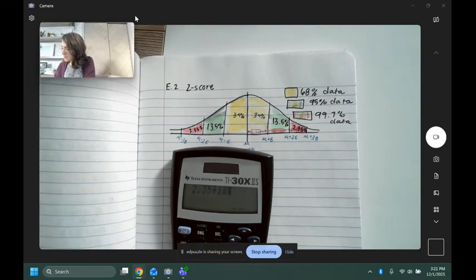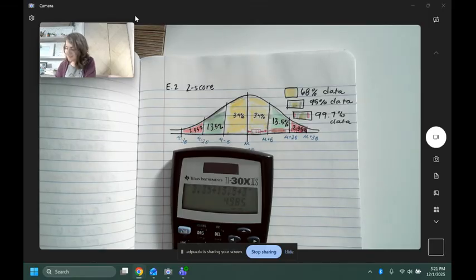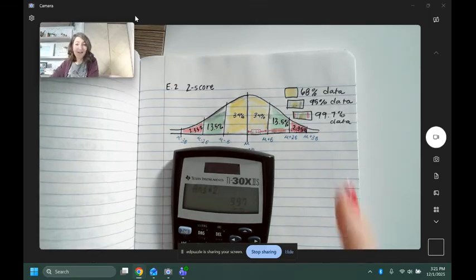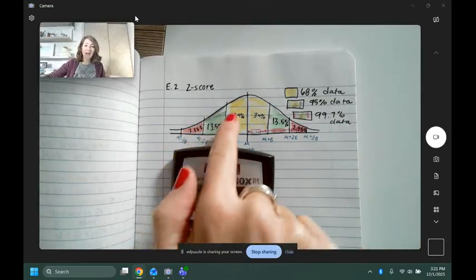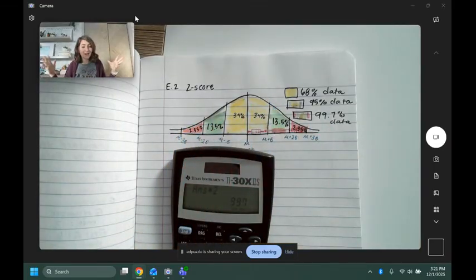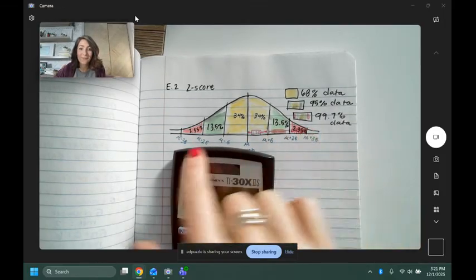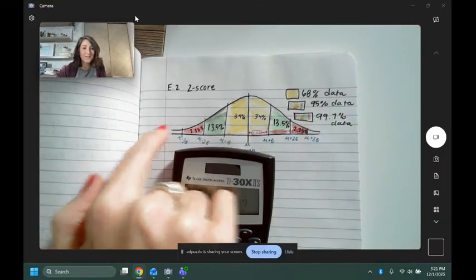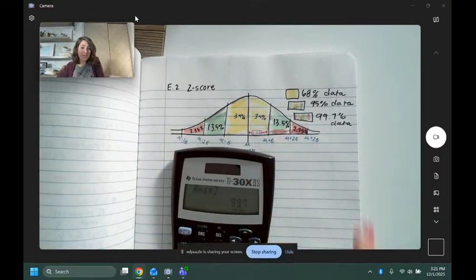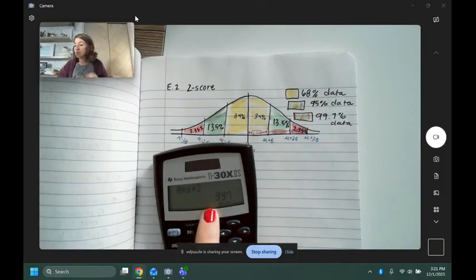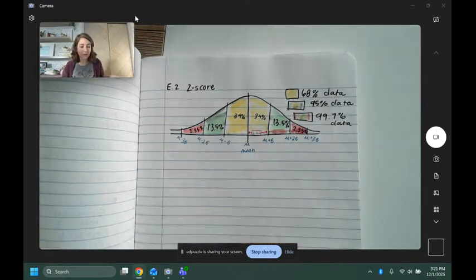Okay, if I were to add all of those up, right? 2.35 plus 13.5 plus 34, times 2, 99.7. So if I were to add up all of these pieces, I'd get 99.7% of the data. Now that's not 100%, right? There are still, like over here, the plus 4 standard deviations away from the mean there. It's possible there's an outlier over there, outlier over there.